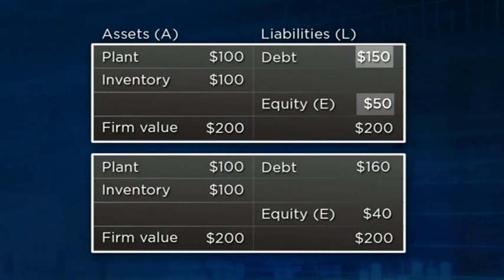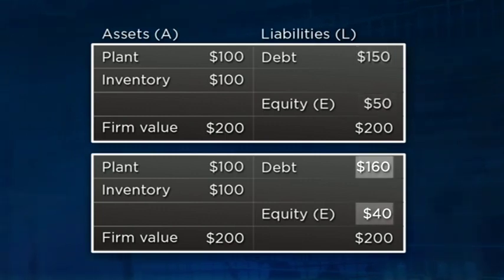The risk borne by the $200 million initially, $150 million in debt and $50 million in equity, is still borne by the $200 million, but now it's $160 million in debt and $40 million in equity. If the required rate of return on the debt is still 5%, then the required rate of return on the equity must go up by exactly the amount that keeps the weighted average cost of capital the same.